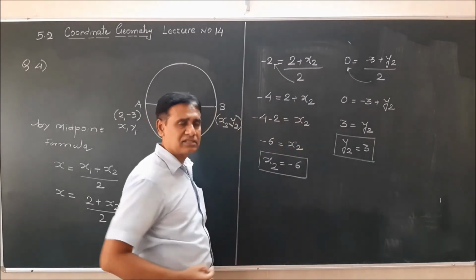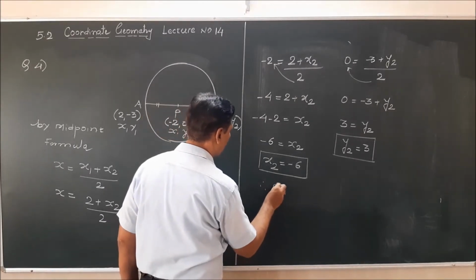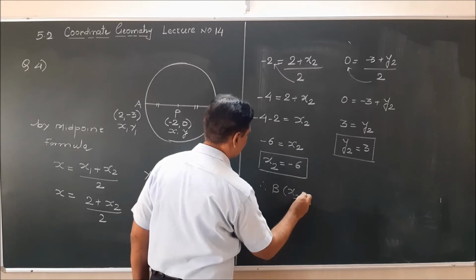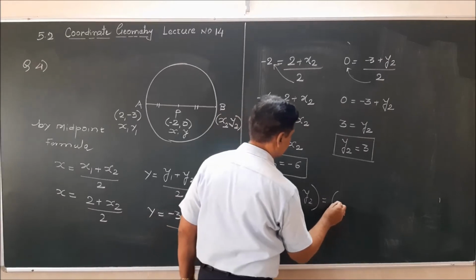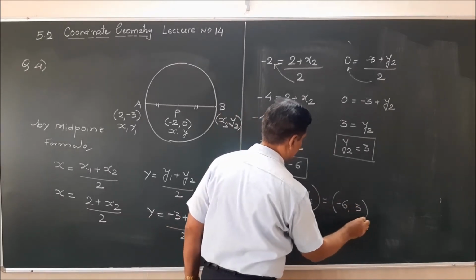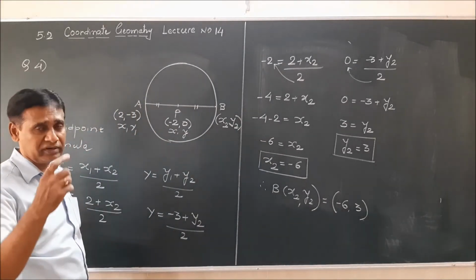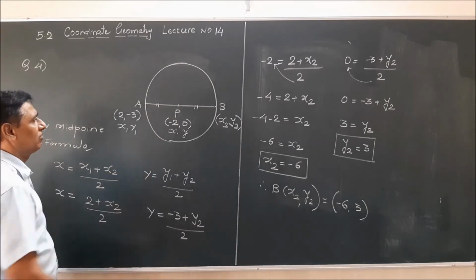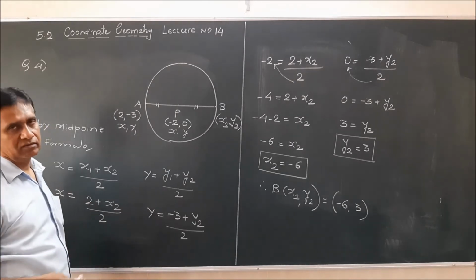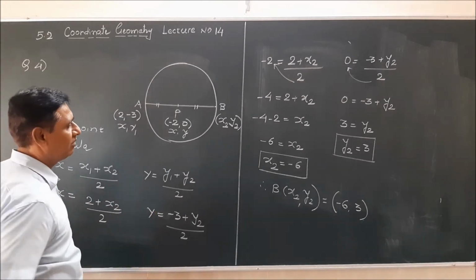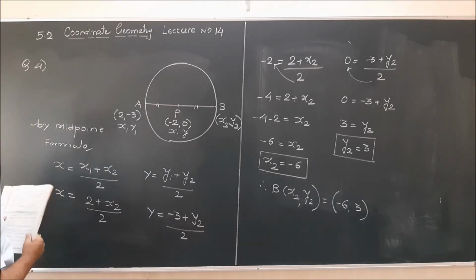So x2 is minus 6, y2 is 3. Therefore, coordinates of B, x2, y2 are minus 6, comma 3. They did not ask us to find out the coordinates of the midpoint. They have given us the coordinates of the midpoint as minus 2, comma 0, and they asked us to find the coordinates of the other point, and we got it as minus 6, comma 3. Please look at this again.